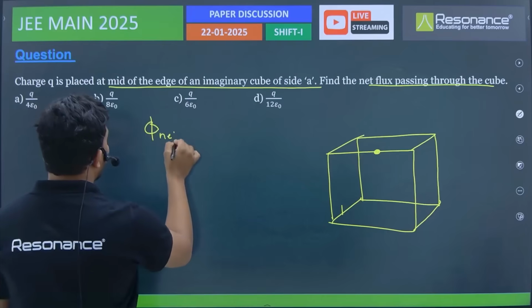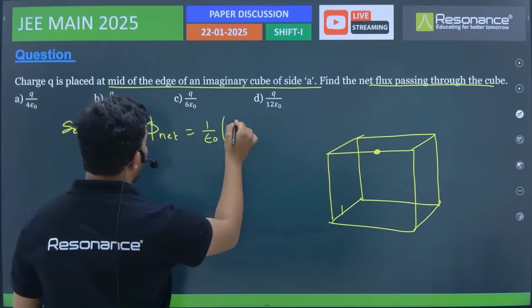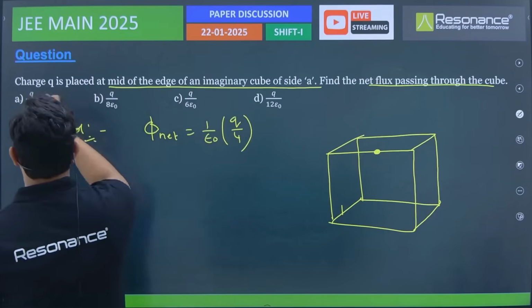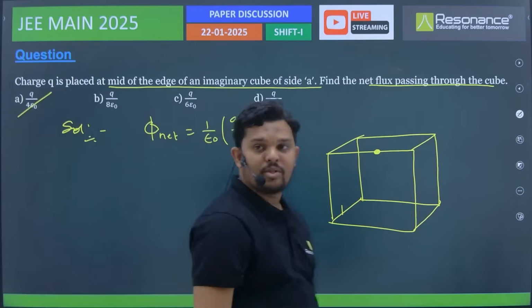So I can say the final result for this part is showing the flux. So therefore net flux is going to be what? 1 by epsilon naught times the net charge divided into 4 parts. So therefore the final answer is going to be how much? That is Q by 4 epsilon naught.